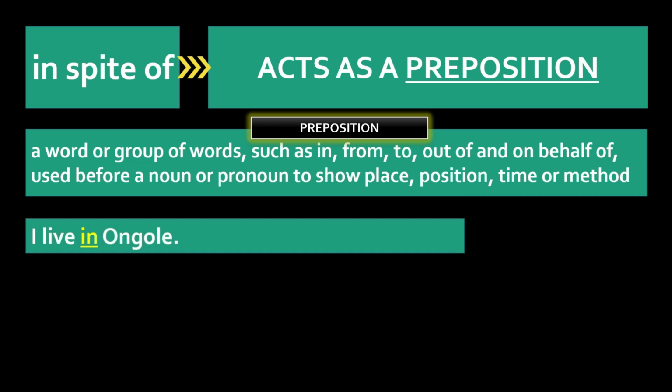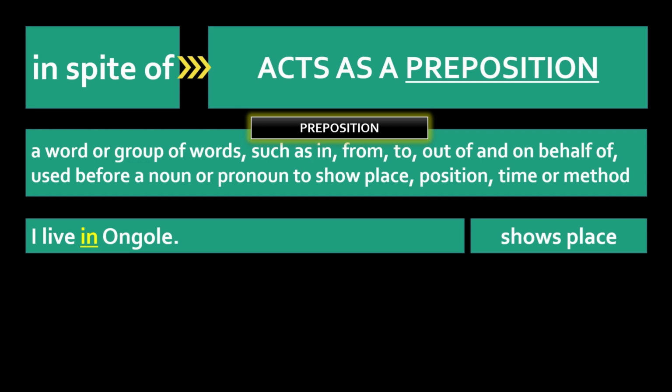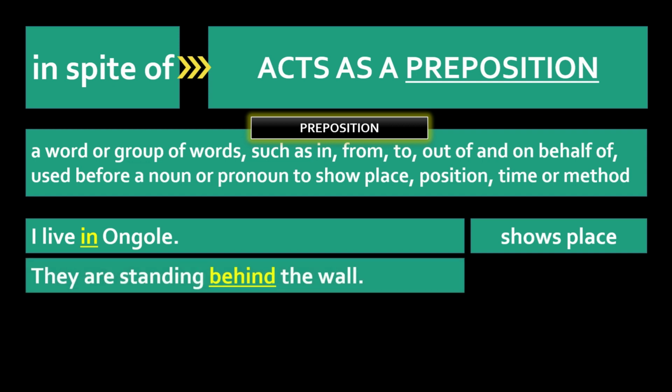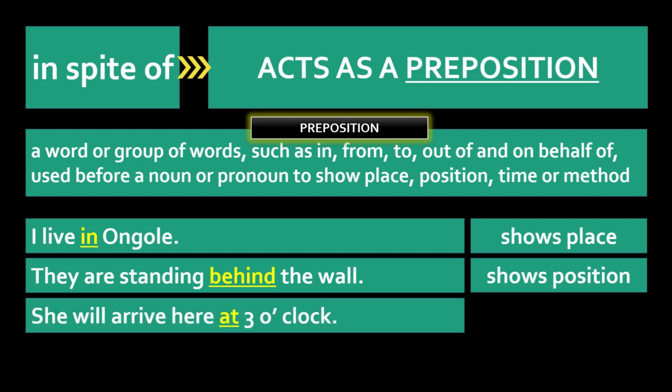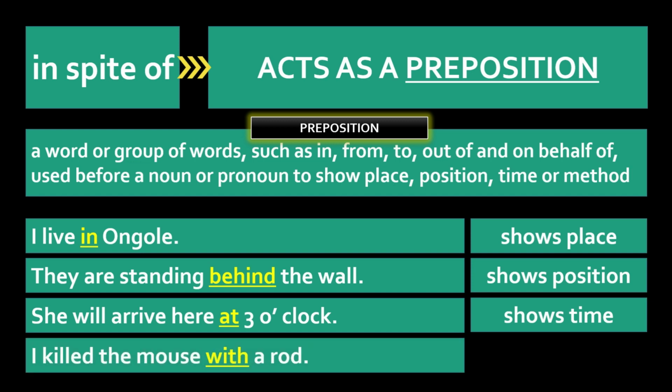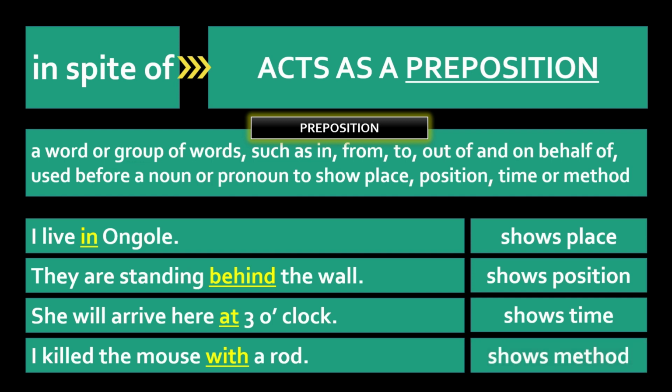I live in Ongole. Now here in this sentence, in is a preposition and it shows place. They are standing behind the wall. Now here in this sentence, behind shows position. And look at another one. She will arrive here at 3 o'clock. Here at shows time. And I killed the mouse with a rod. Here it shows method or manner, the manner in which something happened or something is done. Okay.